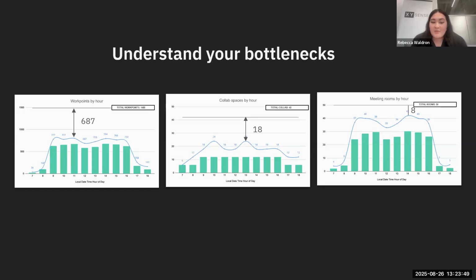This would be a key area if we were to work with a customer where we would look to change their space allocations to promote greater usage of those collaboration spaces or opt for more traditional meeting rooms.